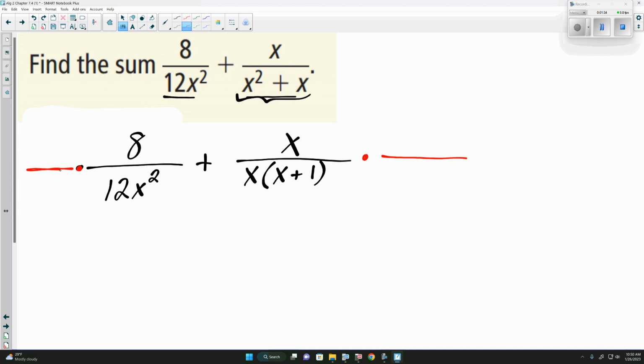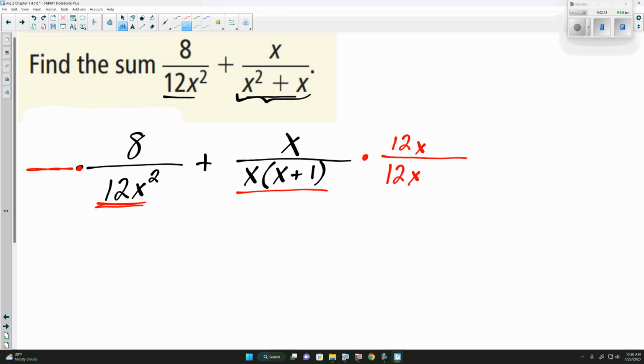So we can start off with the one on the right. If we look at x times x plus 1, what does 12x squared have that x times x plus 1 does not? The 12. So we need to multiply top and bottom by 12. Anything else that the left one has that the right one does not? Because the left one has x squared, the right one just has x. So it's missing an x on top and bottom. So we also need to multiply by x. So the right side needs to be multiplied by 12x over 12x.